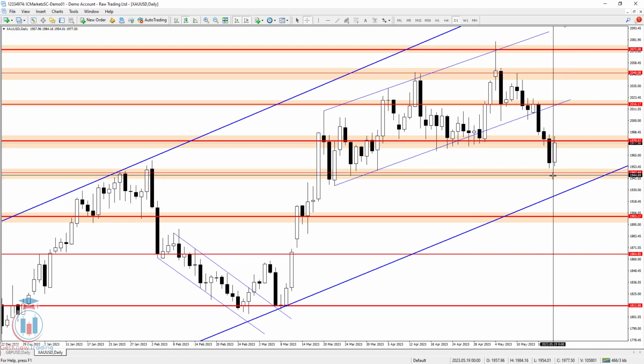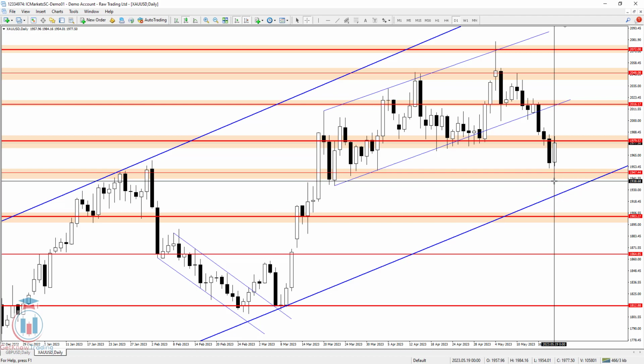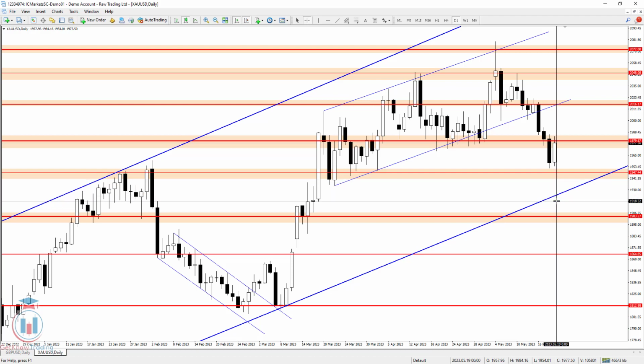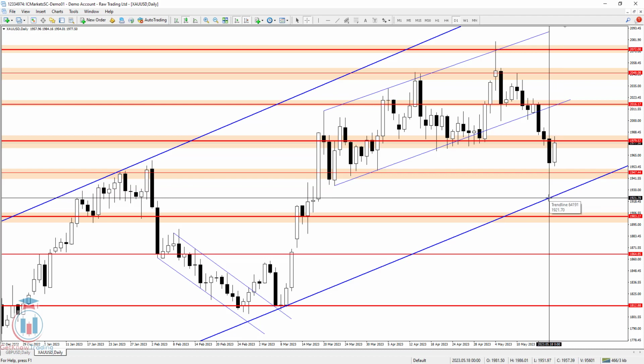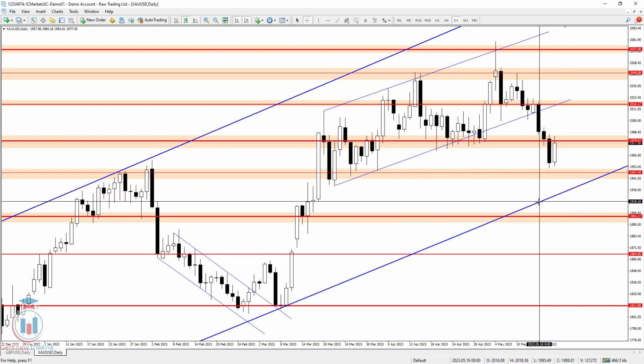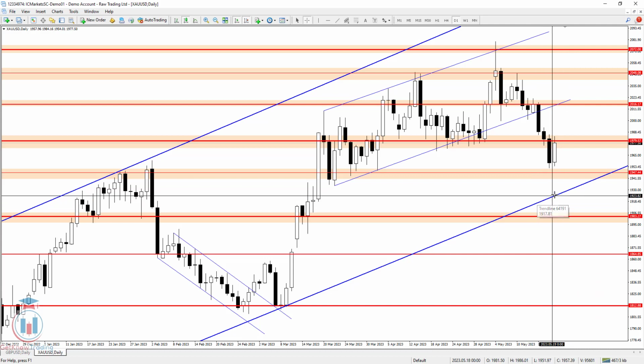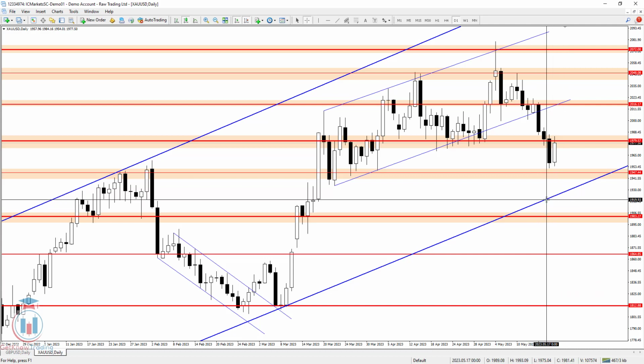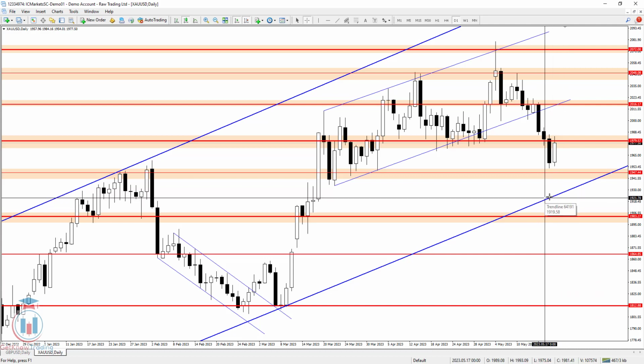If the price goes below this one, it will mean that the price will continue to move down and reach this area here, which is around 1920. We can see that on a daily time frame there is an uptrend support line, which will try to prevent the price from falling down.